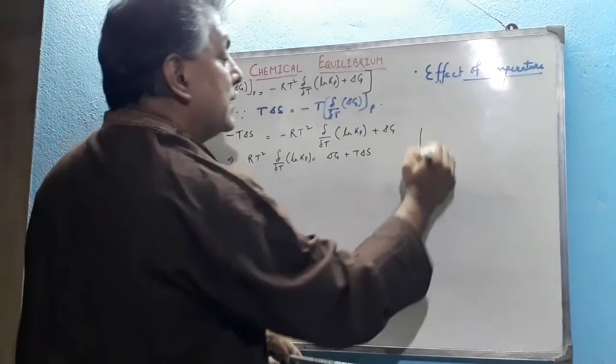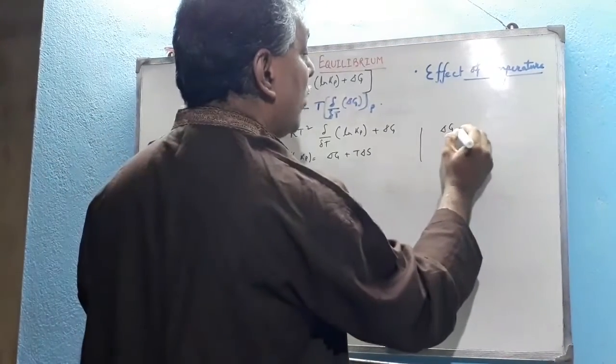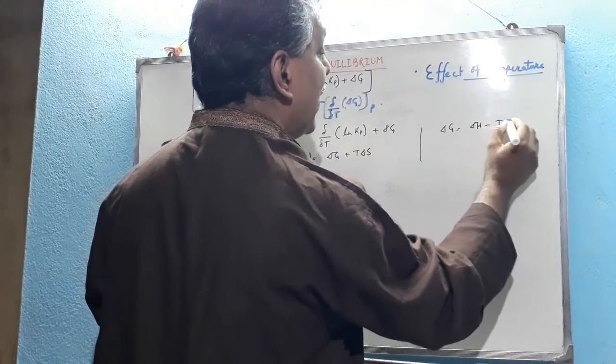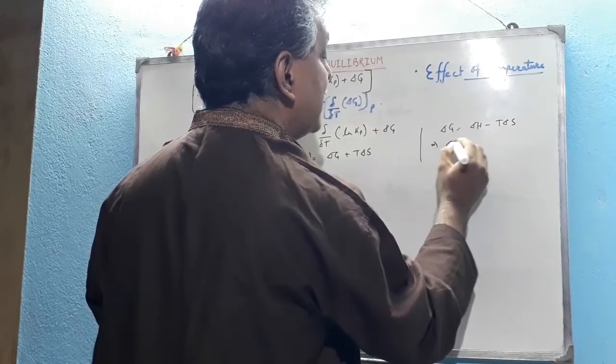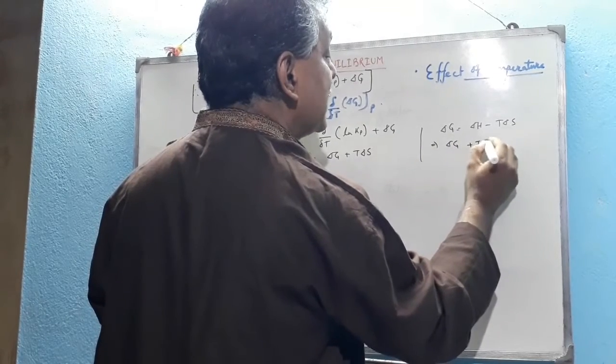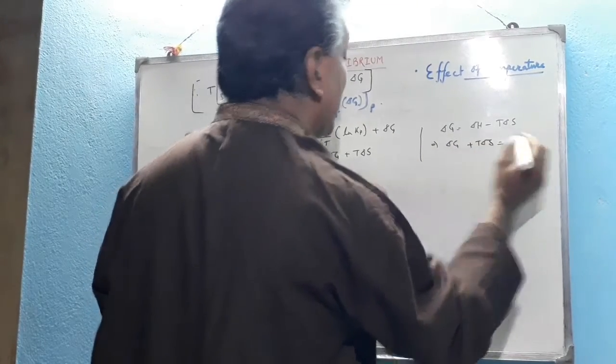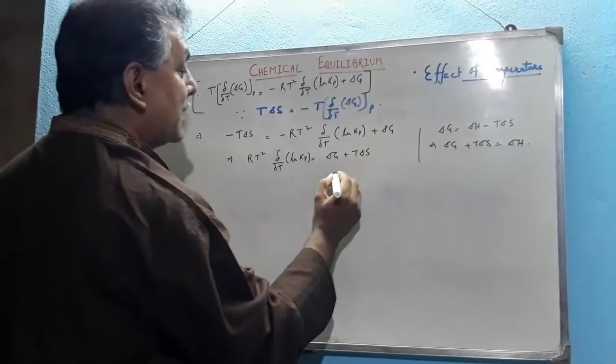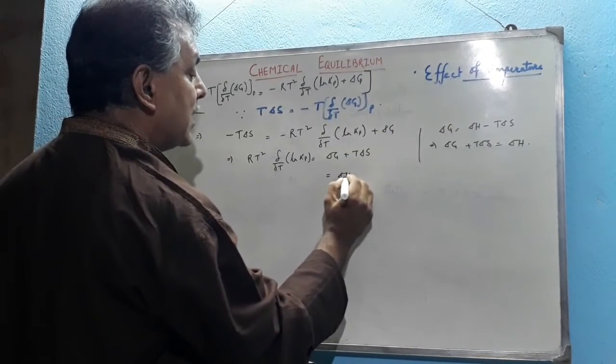Now we know that since del G equals del H minus T del S, therefore del G plus T del S can be expressed as del H. Therefore instead of del G plus T del S, we can write here del H.